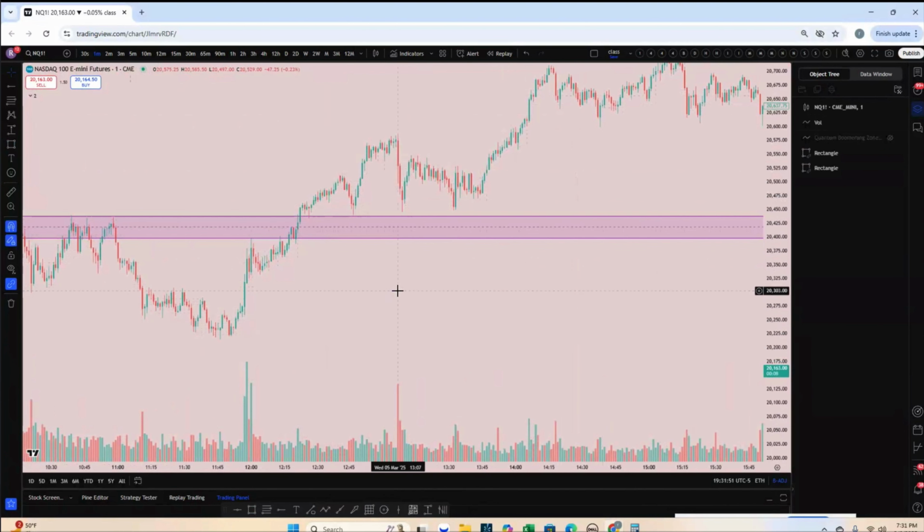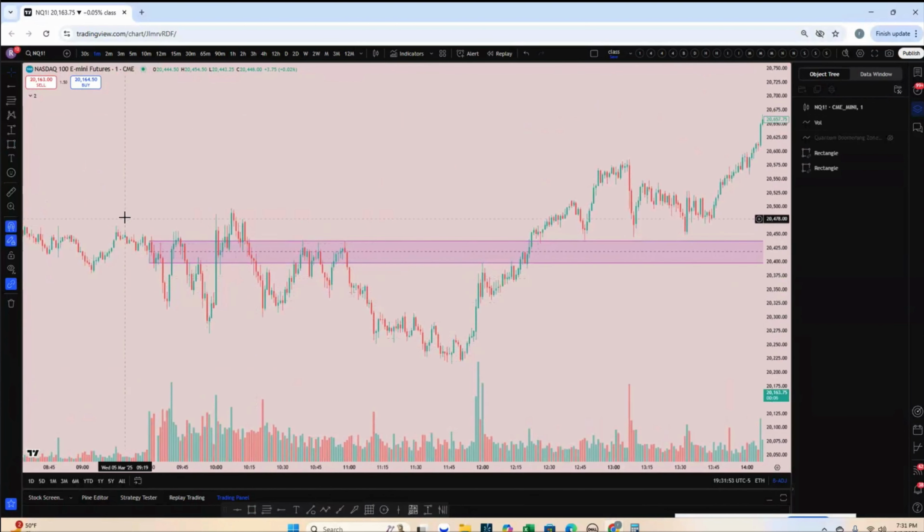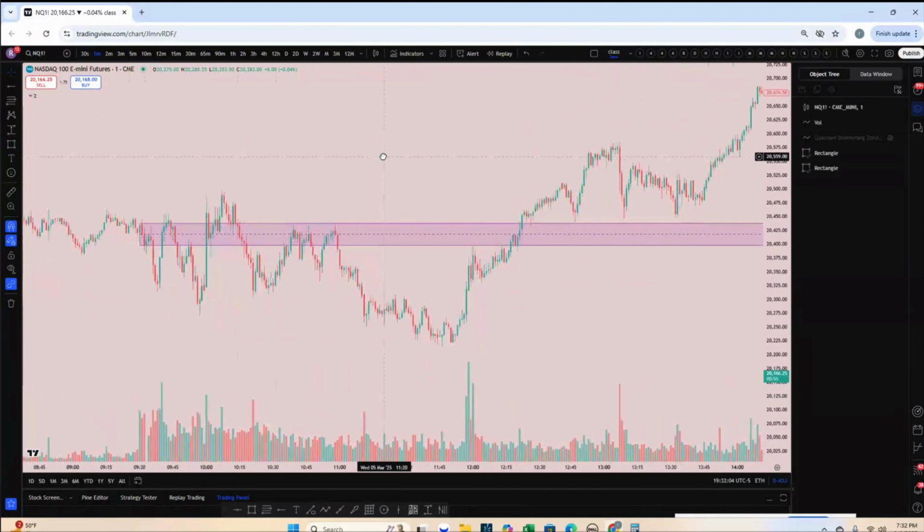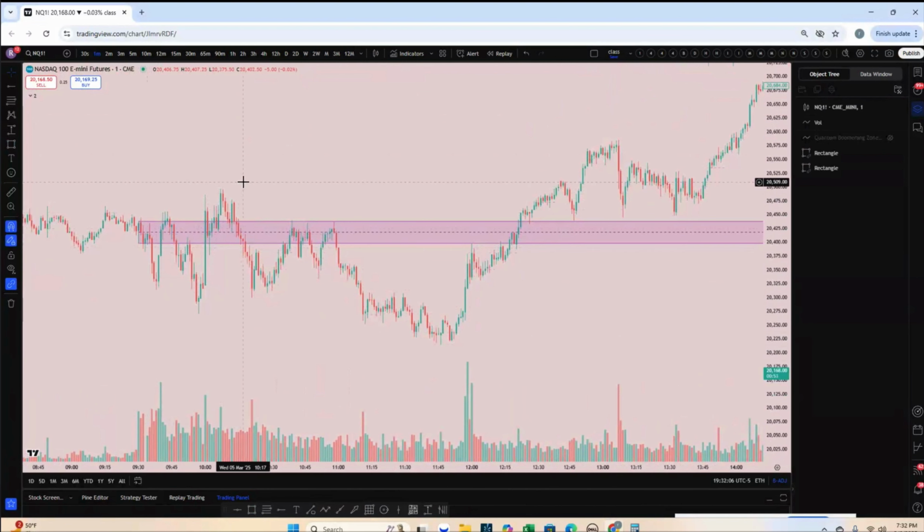The reason why on range days the 9:30 is important is because a lot of the time price likes to go back to where we opened, and it will pretty much use it as a magnet. It's almost like a reversion back to the mean. It'll get away from it, come back to it, get away from it, come back to it.